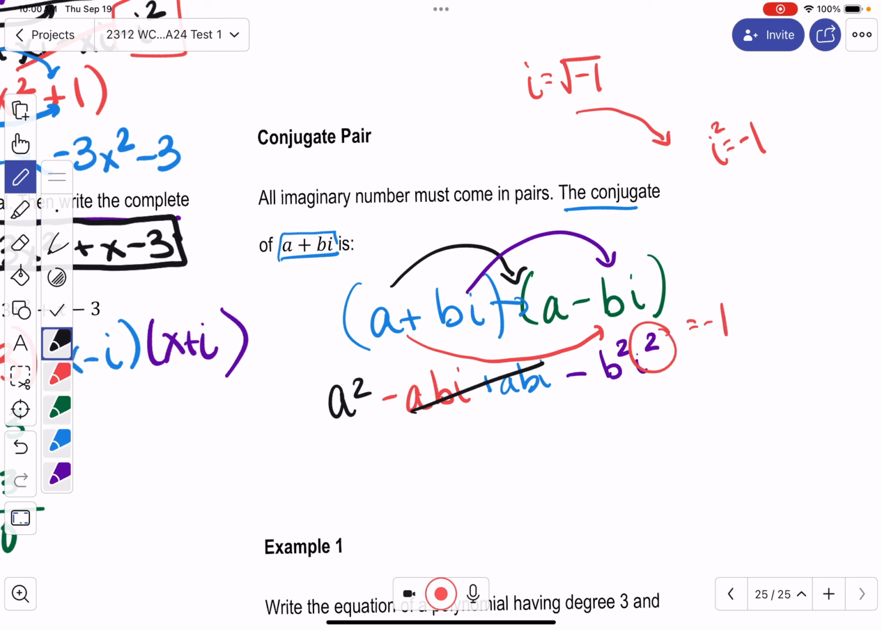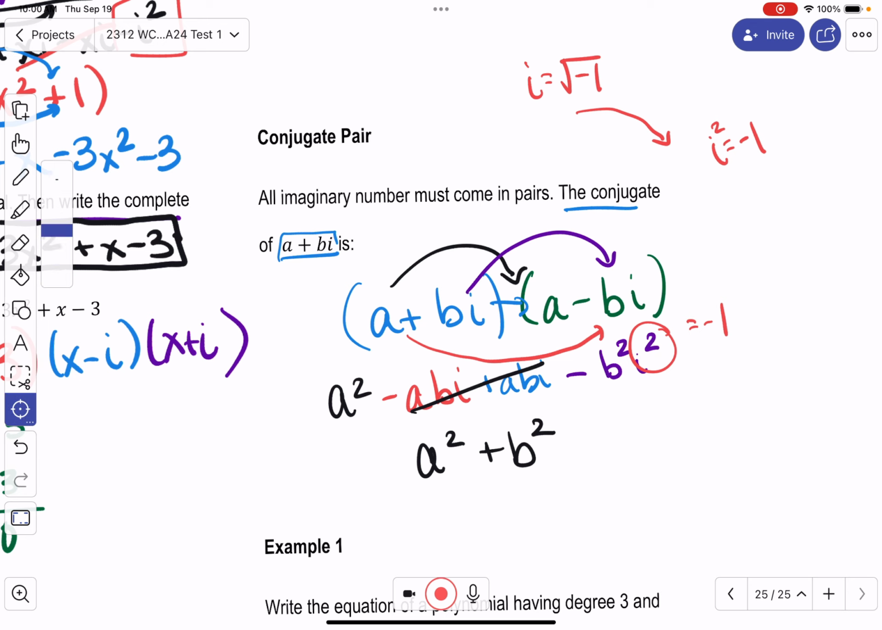So essentially what you're going to get here is a squared, -1 times negative b squared is a squared plus b squared. The shortcut for multiplying conjugates then is to square the a term, square the b term, and then add them.